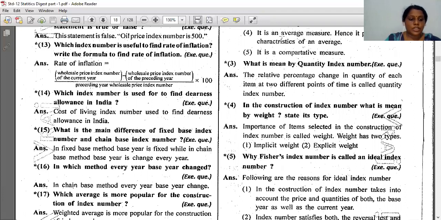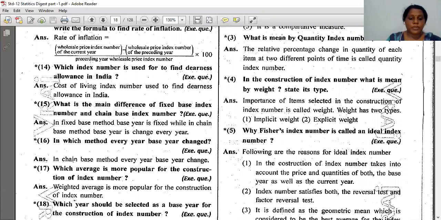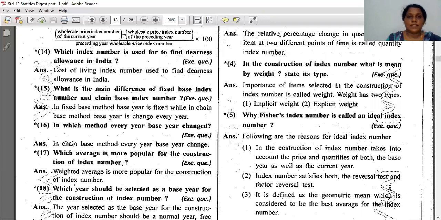17th question. Which average is more popular for the construction of index number? So weighted average is more popular for the construction of index number.